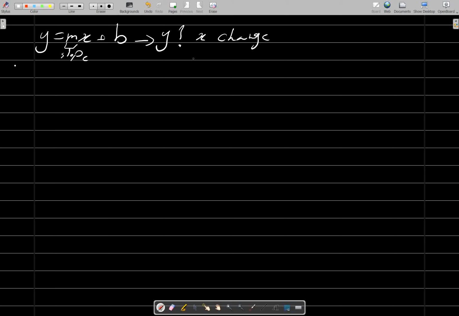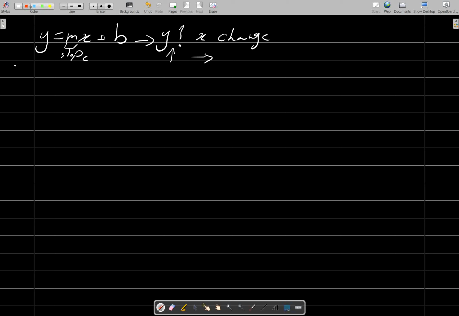For example, if x goes forward 1 unit, what's going to happen to y? Is our y going to go upward or downward? I don't know, 2 units upward, 2 units downward, we don't know. And that's why the slope comes in and tells us what is going to happen to our line. There are lots of formulas for our slope.